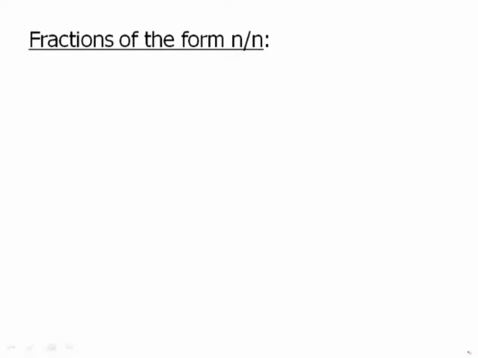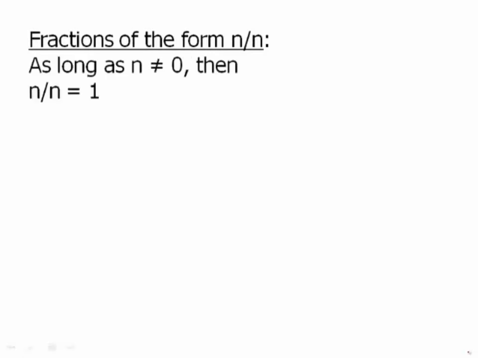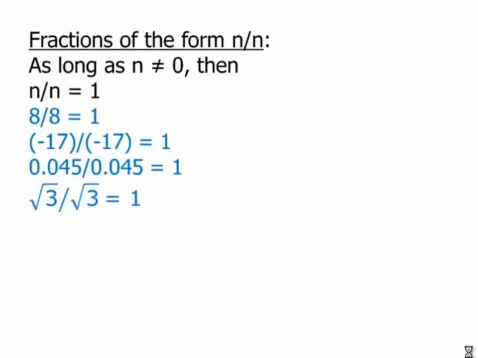Fractions of the form n over n. So what's going on here? As long as n is not equal to 0, then n over n equals 1. So here n could be an integer, but it could be any other kind of number. It could be positive, it could be negative, it could be a decimal, it could be an ugly radical. It could be any kind of thing.